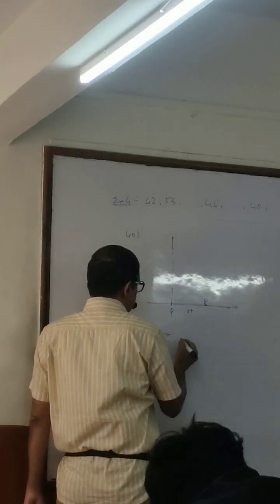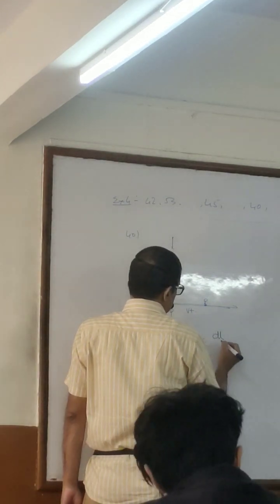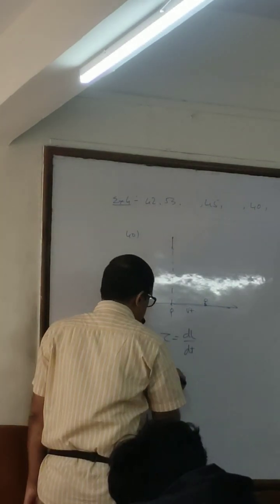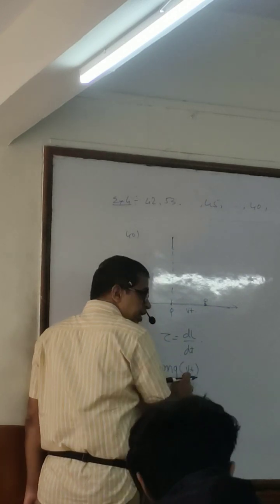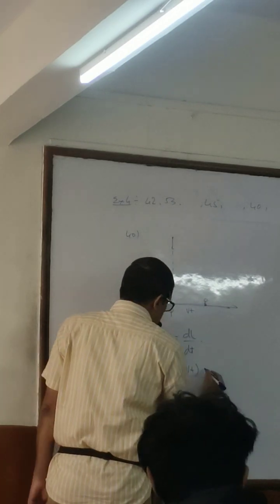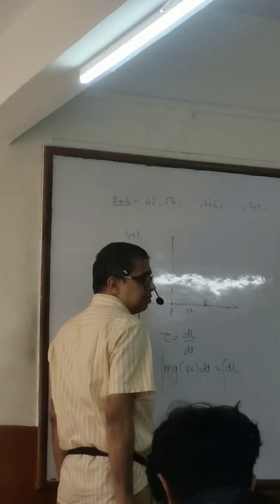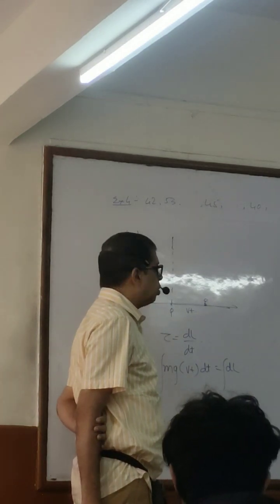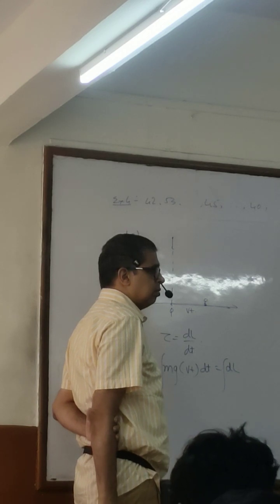Increment in angular momentum. Torque is dl by dt. Torque about this will be mg into vt. mg into vt. Extend the line of action of force and drop a perpendicular. Torque into dt is equal to dl. That's all. Angular momentum is equal to r cross v.